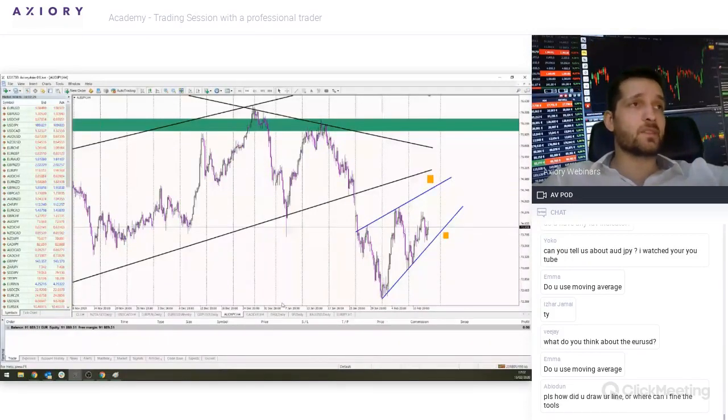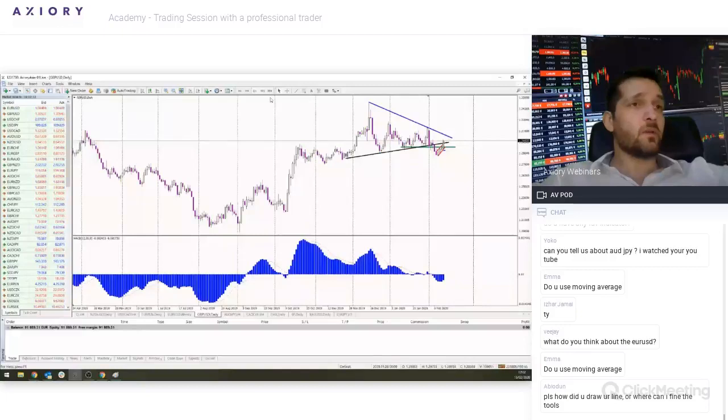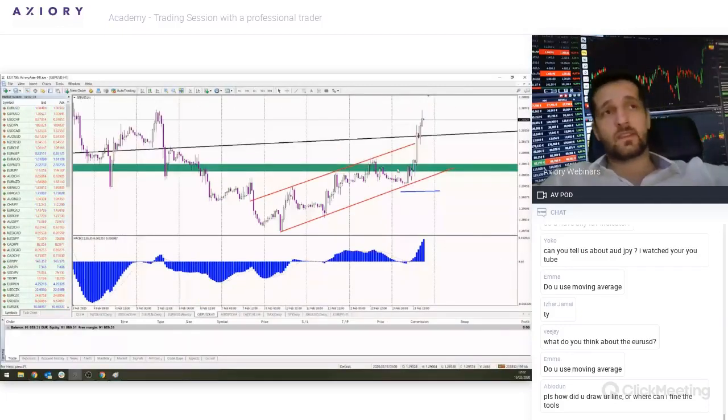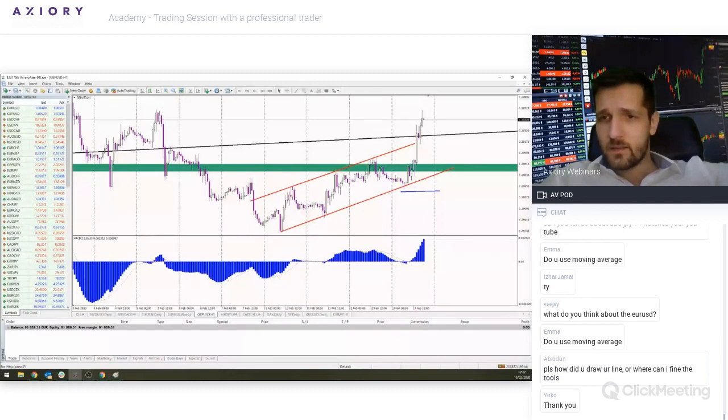It's the same as it was with the cable. We were inside of the flag, and there was no signal, no sell signal. Do I use moving averages? No, I don't use any indicators. Any indicators.